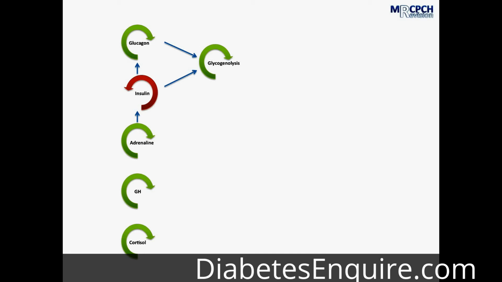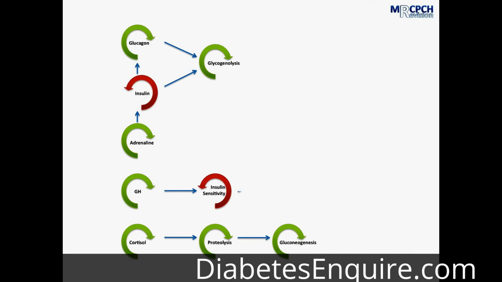Adrenaline further reduces the secretion of insulin, exacerbating the glycogenolysis. Cortisol increases the rate of proteolysis, products of which enter gluconeogenesis. Growth hormone reduces insulin sensitivity and therefore reduces glucose utilization.